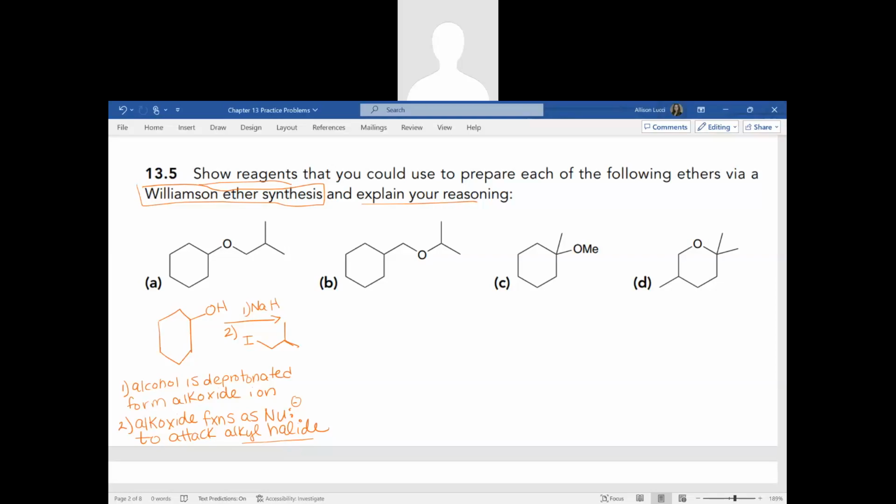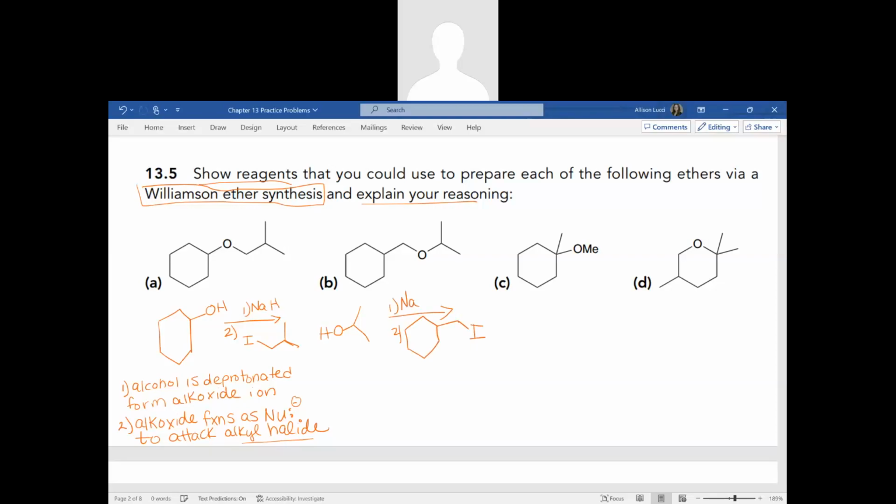For compound B here, we could start again with an alcohol. Actually, in this case, we would start with this alcohol over here as our secondary alcohol. And then we would use this primary alkyl halide as part of our reaction sequence here in part 2. So something like this would be our primary alkyl halide.